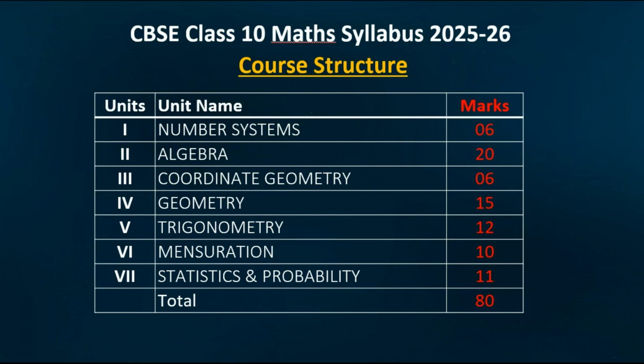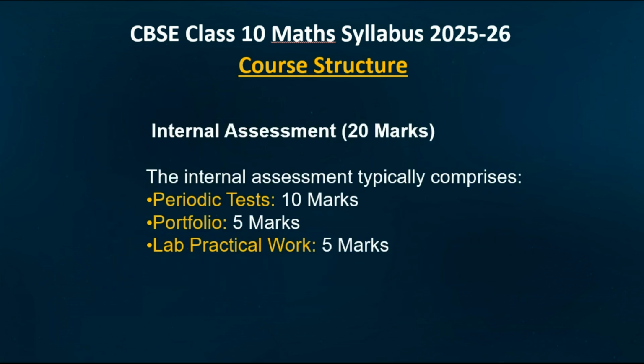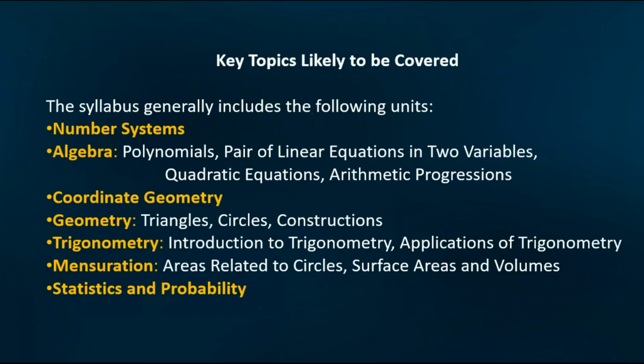CBSE Class 10 Maths course structure. Number systems 6 marks, algebra 20 marks, coordinate geometry 6 marks, geometry 15 marks, trigonometry 12 marks, mensuration 10 marks, statistics and probability 11 marks, total 80 marks. Internal assessment 20 marks. The internal assessment typically comprises periodic tests 10 marks, portfolio 5 marks, lab practical work 5 marks. Total 80 plus 20, 100 marks.